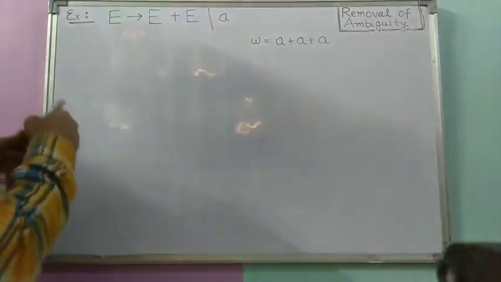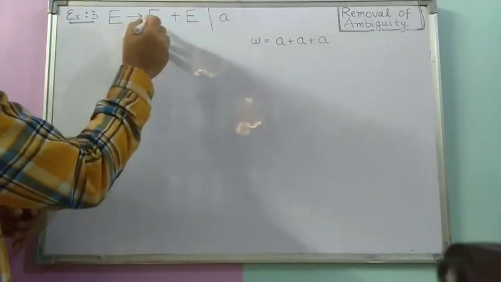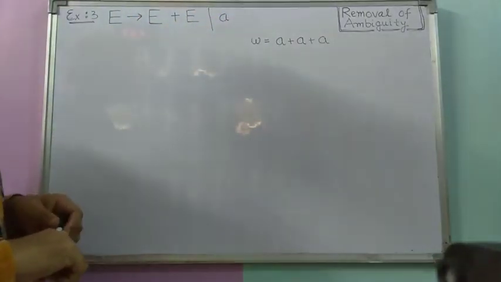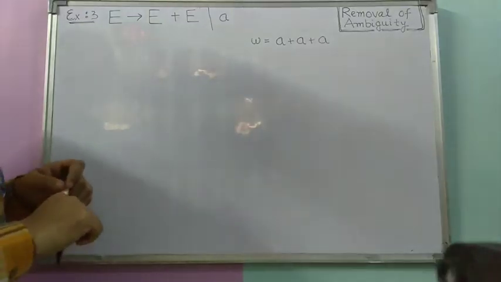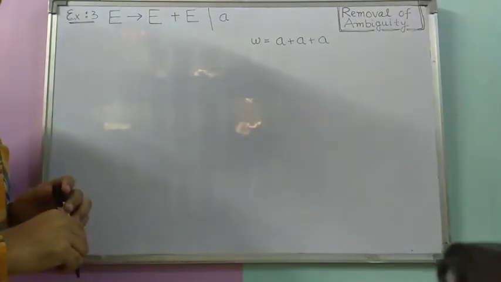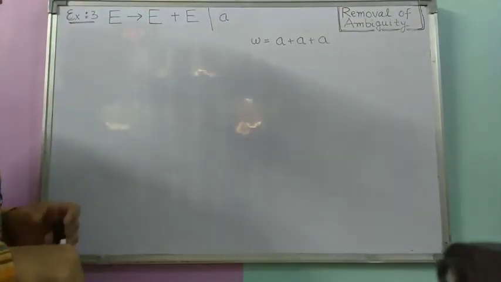Now come to the third example. Our grammar is E to E plus E oblique A. So this grammar is used to generate an arithmetic expression involving only the plus operation. And E is our start symbol in this particular case.